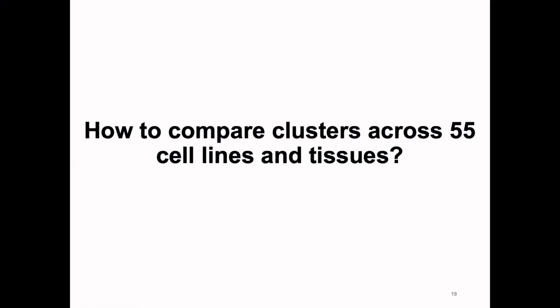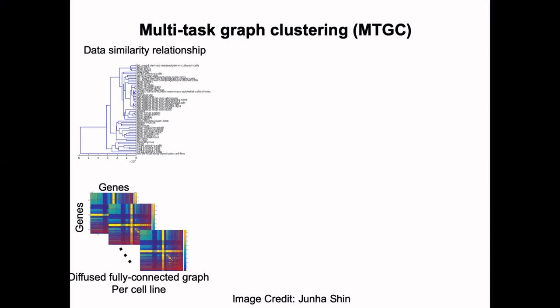But the question now is, if you did graph clustering on 55 cell lines individually, cluster 1 in cell type or tissue A doesn't really correspond to cluster 1 in cell type B. So we really wanted a systematic way to compare the different pathways across the 55 cell lines. The answer to that is to do multitask graph clustering. And this would give us more of a systematic way to compare across the different cell lines.